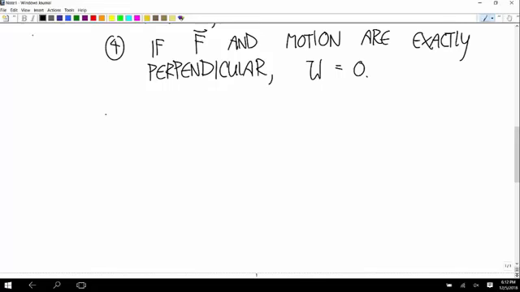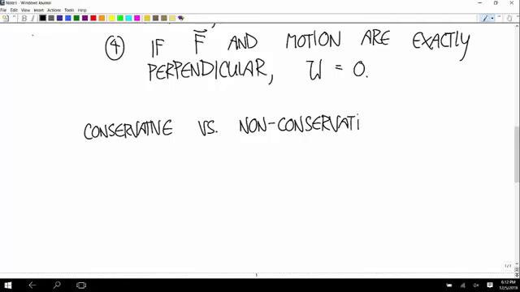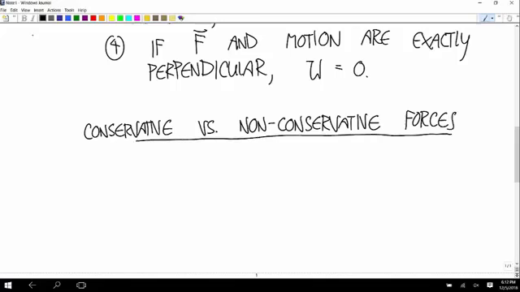Okay, and then after that, I think I just introduced the idea of conservative and non-conservative forces. Conservative forces are those where if you know the object's location, that's enough to specify the force. It doesn't matter where the object's gone before that, okay? It's independent of the path that the object takes to get there. If you know that the object is in this spot, there's only one force that can be applied to it.